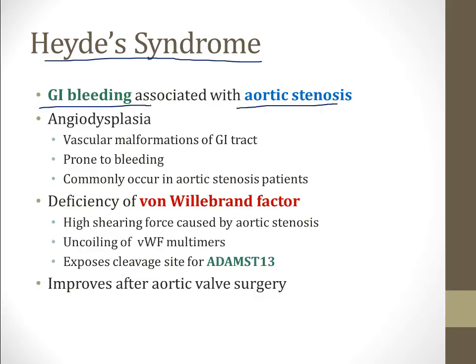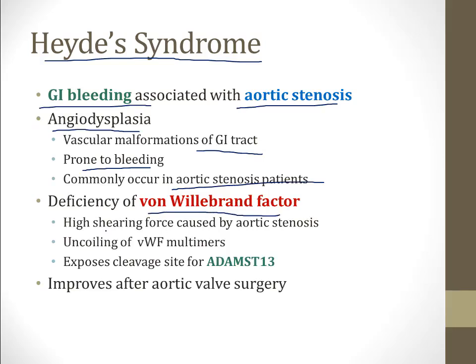Well, first of all, it turns out that patients who have aortic stenosis have an increased risk of angiodysplasia. These are vascular malformations of the GI tract, and they're prone to bleeding, and they commonly occur in aortic stenosis, and that's one reason you get GI bleeding in aortic stenosis, and that's one component of Hyde syndrome. The other component is a deficiency of von Willebrand factor.